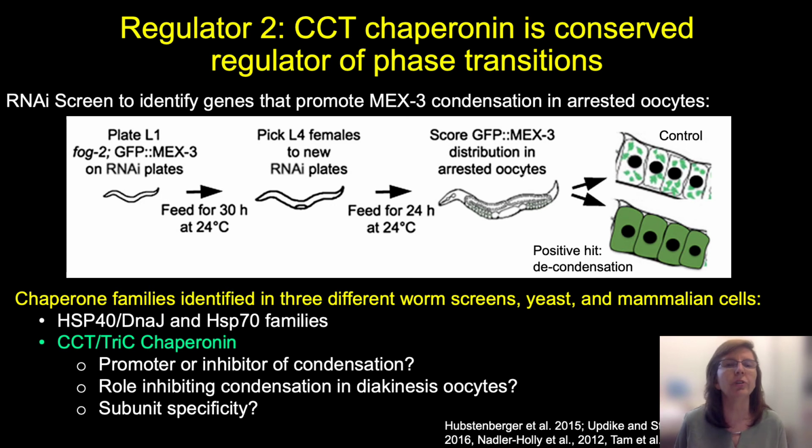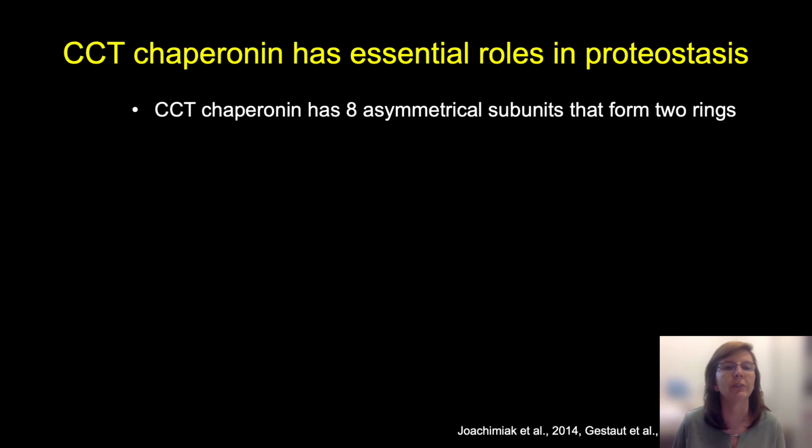So we are curious to know if it might have a role inhibiting condensation in diakinesis oocytes. And we also were curious if there was any subunit specificity because this chaperonin has 8 subunits, which I'll show you on the next slide.